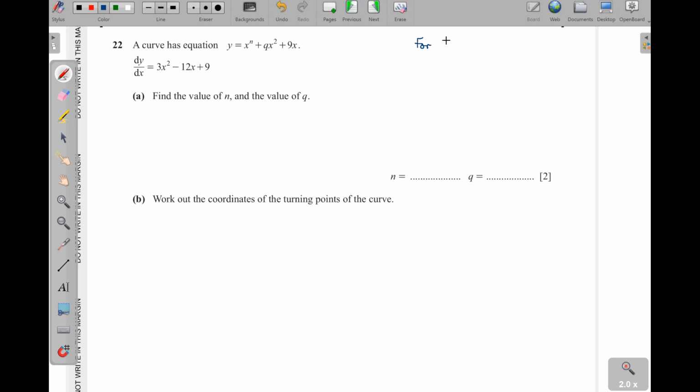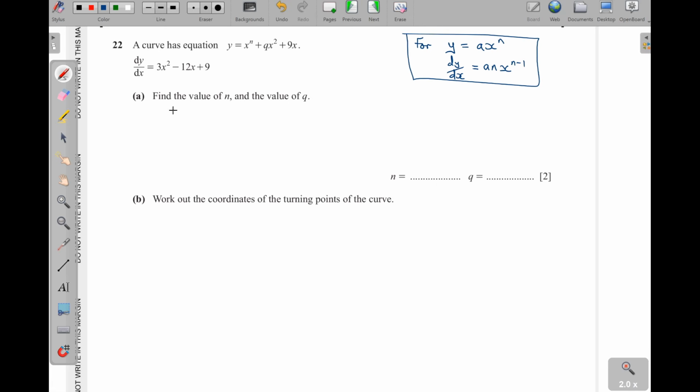Now for y equal to a x power n, then dy/dx is equal to, drop the power and then reduce it by 1. So you have a n, then x power n minus 1. This is what we are supposed to use here.